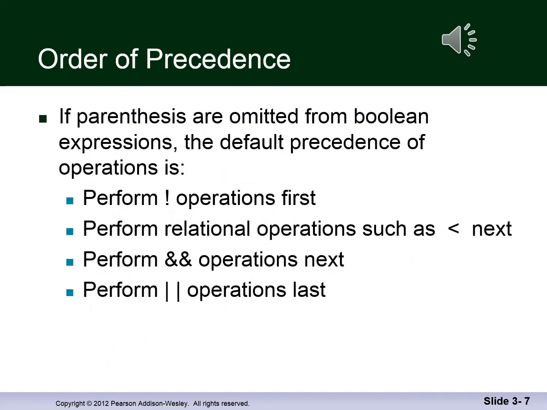And a word of advice from someone who's evaluated and written a lot of Boolean expressions: use parentheses. Even if you don't think you need them, parentheses are the safety net. They allow you total control over the order of precedence. If parentheses are omitted from Boolean expressions, the default precedence of operations is the not operations first, then relational operators such as less than or greater than next, then the and or operators. The and operators are next, and or operators are last.